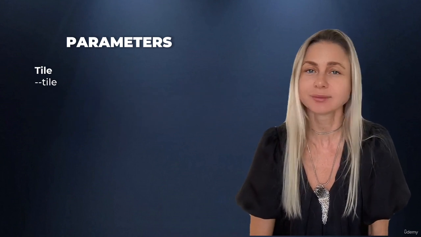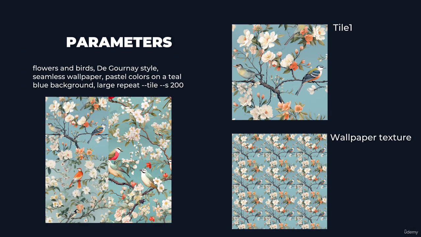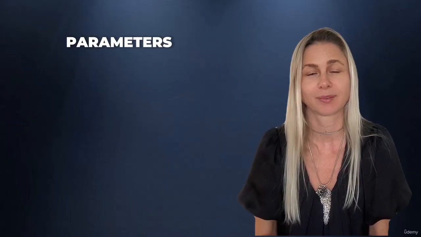Tile. The tile parameter in Midjourney generates images that can be used as repeating tiles, enabling the creation of seamless patterns. By utilizing this parameter, you can generate images that seamlessly repeat both horizontally and vertically, allowing for the easy creation of patterns and textures.